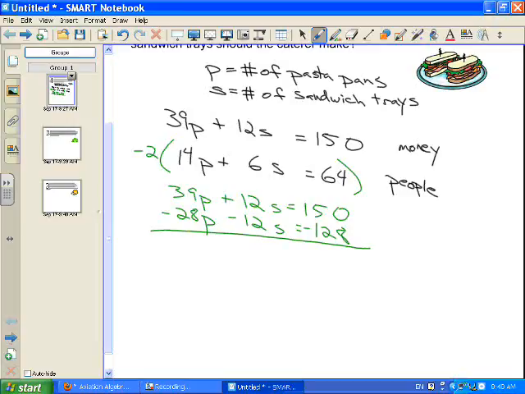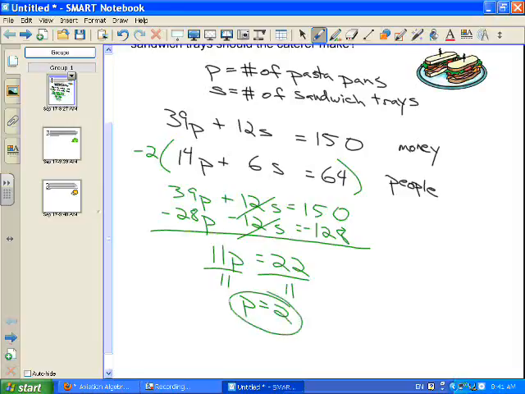How many p's will I have? 11. And how many constants over there? Well, that's convenient. So when I divide both sides by 11, how many pans of pasta do I need? 2. Plug that back into one of your equations to figure out how many sandwich trays I need. So 14 times that 2 plus 6x equals 64. 28 plus 6x equals 64.